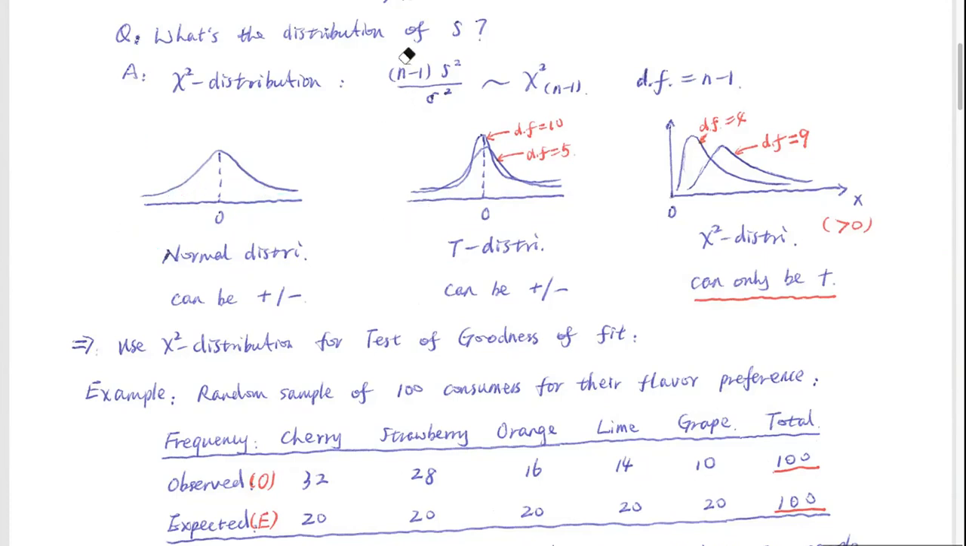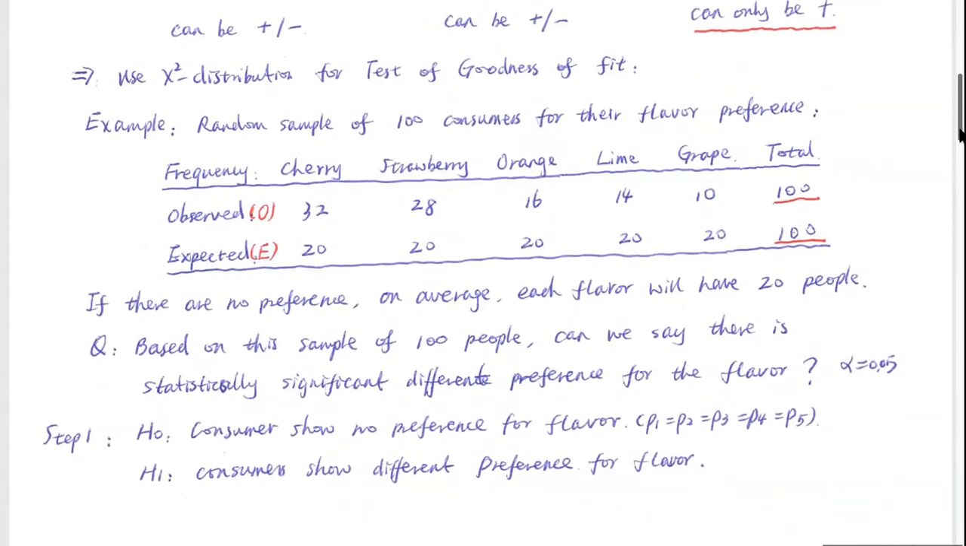Now, we will have an example to help us study exactly how we apply the chi-square distribution to do hypothesis testing. This is a practical example. We did a random sample of 100 consumers about their favorite flavor preference. So we are asking people their favorite flavor. We have the choices here: cherry, strawberry, orange, lime, grape. 1, 2, 3, 4, 5 different flavors.